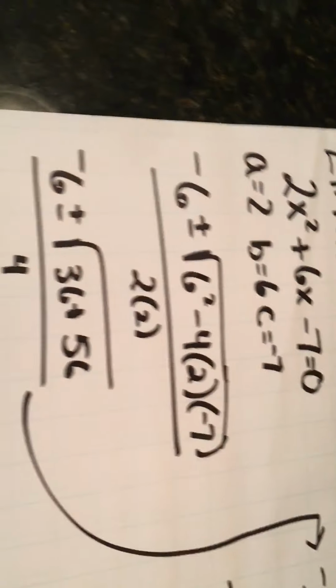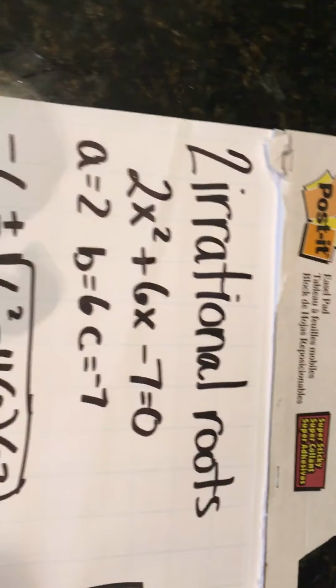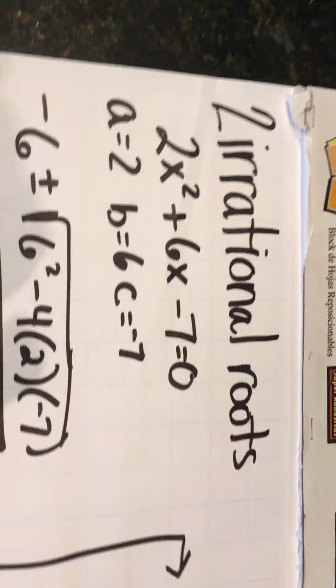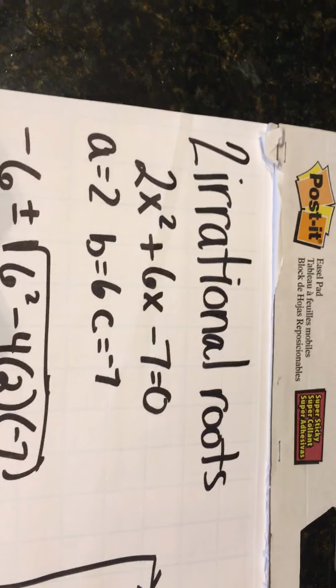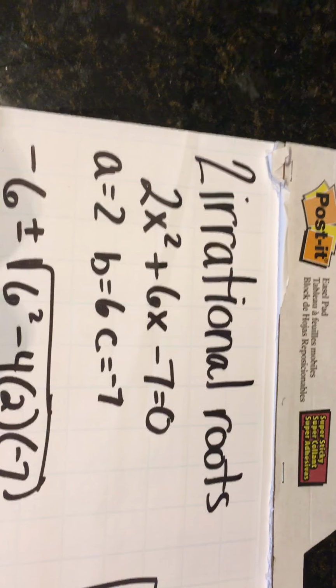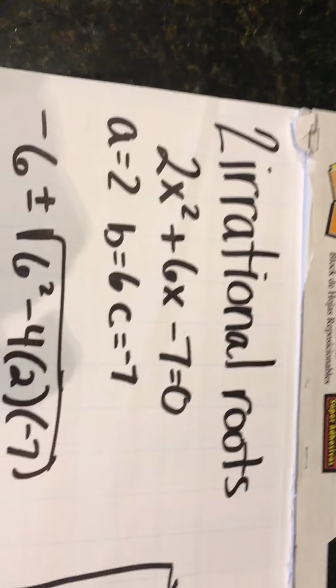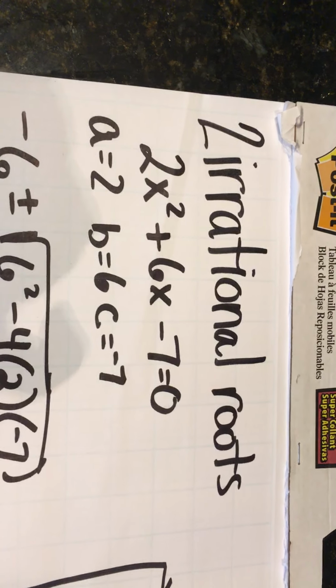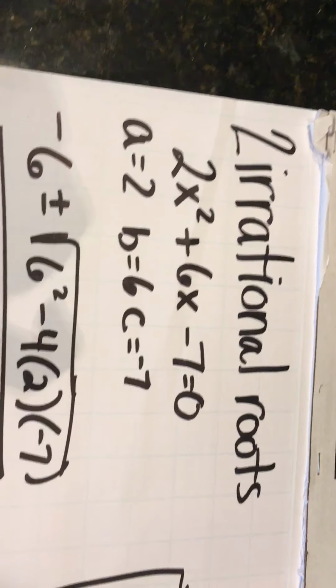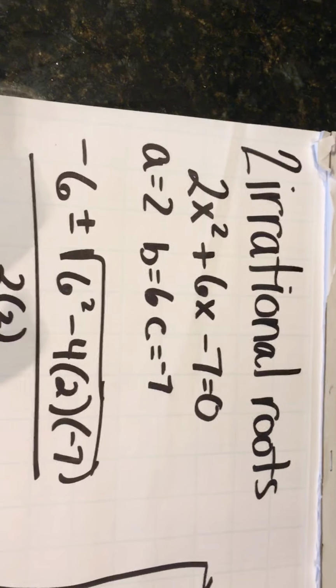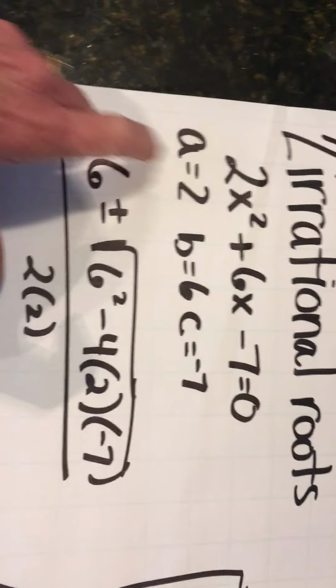Bear with me as I pull up my bulletin boards. This time we have two irrational roots. Remember, irrational numbers are numbers that are not nice numbers. They cannot be written as a ratio. They don't end. They don't repeat. So if I have a problem that is 2x squared plus 6x minus 7 equals 0, you always want to tell me your a, b, and c for every problem before you start.